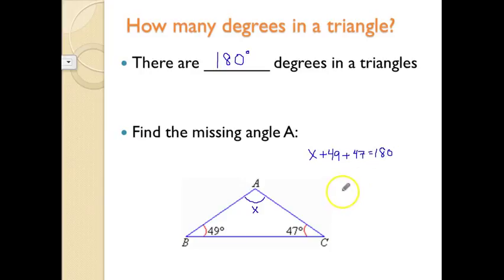So now we've got a nice algebraic equation that we can solve for X. We can add together 49 plus 47 and get a total of 96. And then if we subtract each side by 96, we're going to get that value of that missing angle measurement. 180 degrees minus 96 is 84. So that missing angle measurement right here is going to be 84 degrees. I'm going to go on to the next slide, so if you need more time, go ahead and click pause.